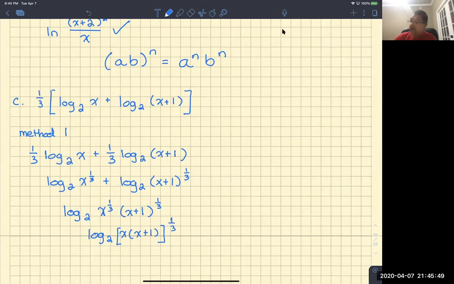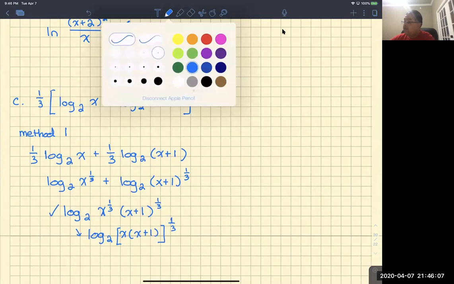But I would much rather you leave it like this. I'm just showing you that this is an option. And you're going to see why that is an option in a second. So there's no more logarithms to condense, so that's my answer. Now, let's look at the alternative method, method 2.